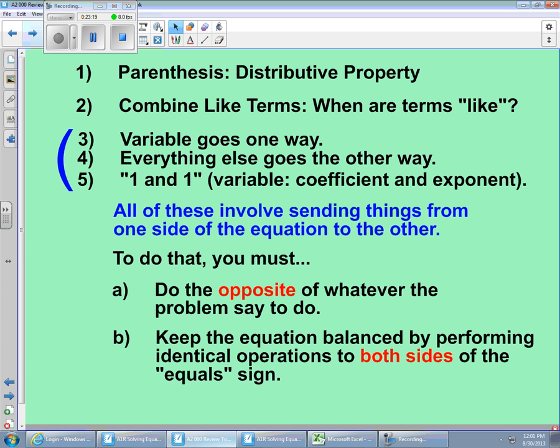So if you want to add 6 to one side of the equation, you better add 6 to the other side. Otherwise, you have unbalanced the equation and it's no longer equal. You will get an incorrect answer. If you want to divide by negative 4 on one side, that's fine. You better divide by negative 4 on the other side.